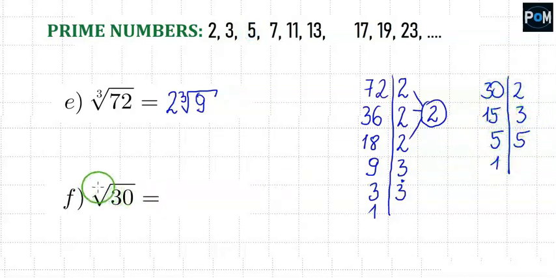The root is of the second degree, so I'm looking for pairs, but I don't have any pairs here. What in such a case? In such a case, you simply can't do anything with this square root of 30. The square root of 30 is simply the square root of 30, and that's it.